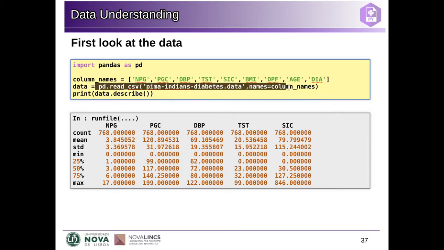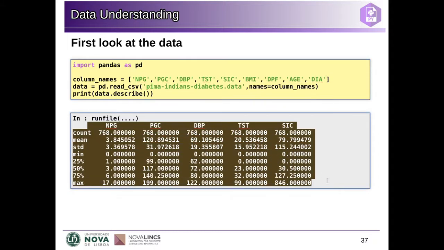And now we can read from the file. So we read from this CSV file and we add this additional argument, which has a list with the names of the columns. So now we can get a description of our table.